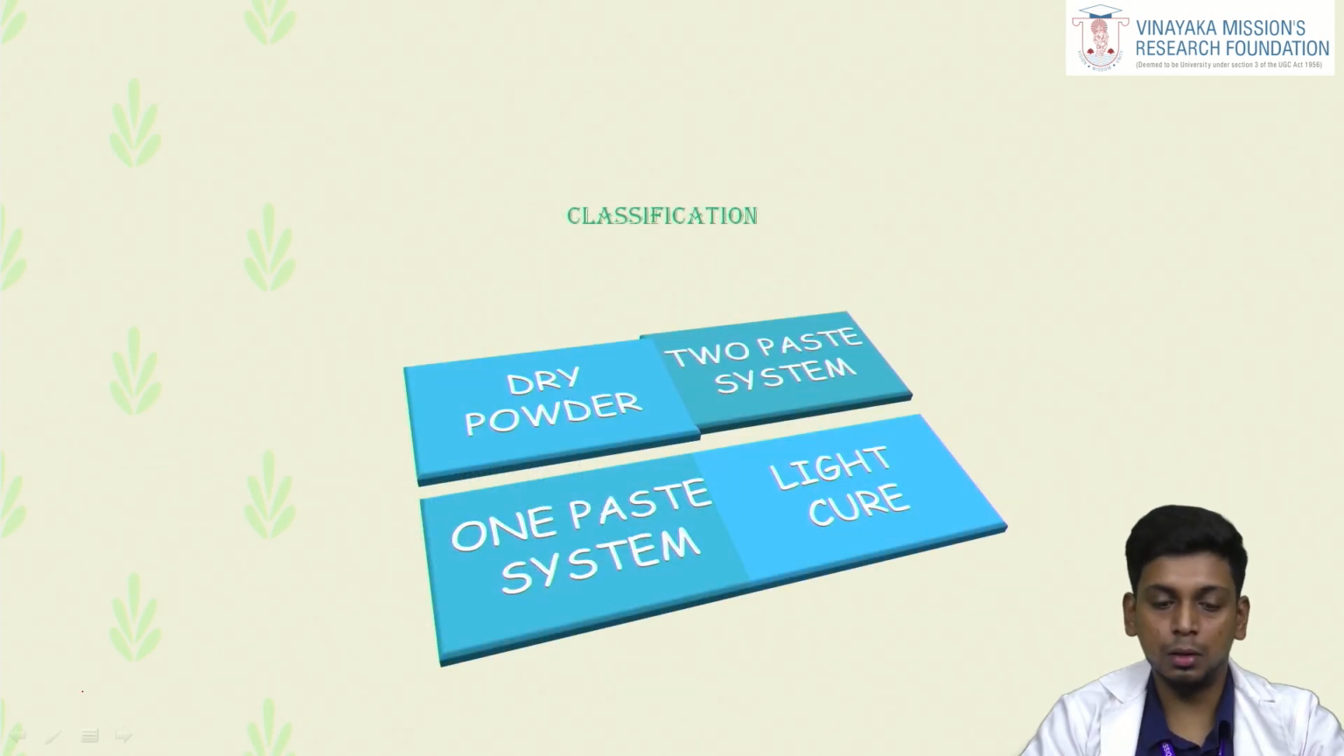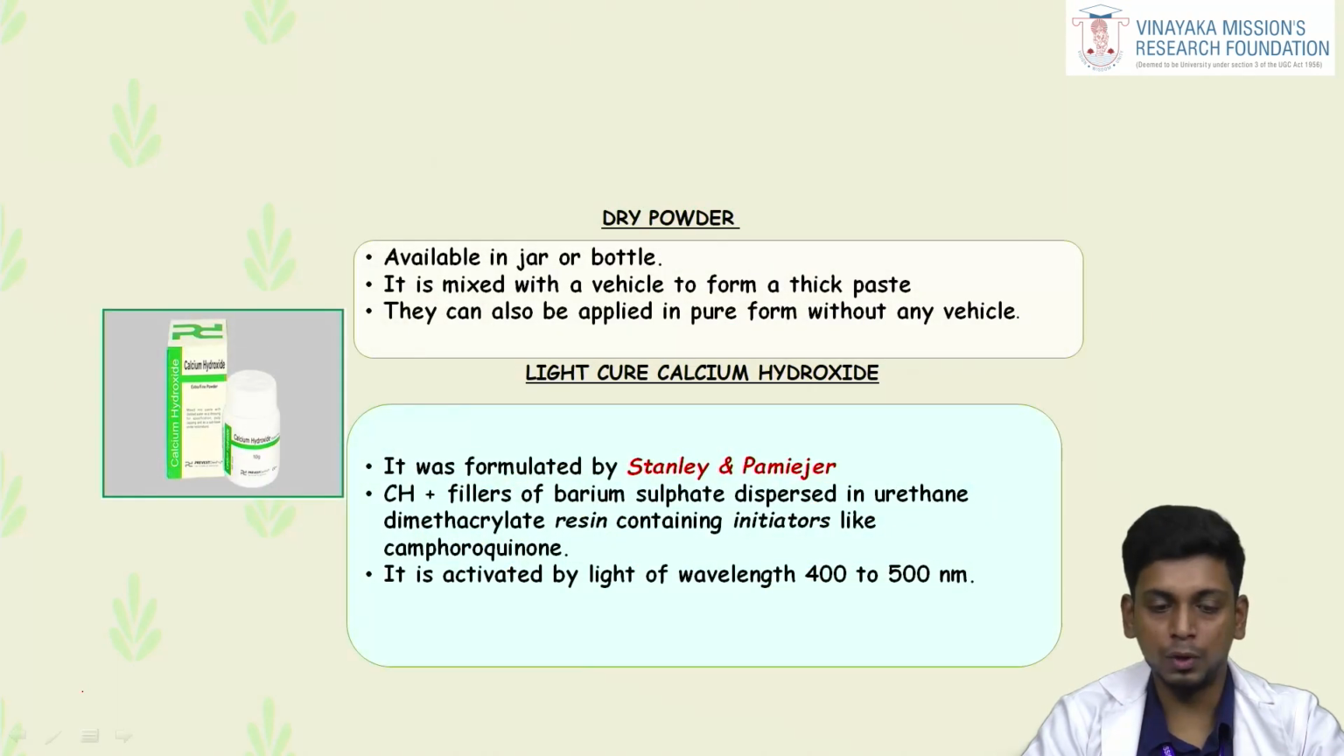The classification based on the ingredients is classified as dry powder. It can also be classified as two-phase system, one-phase system, and liquor. Moving on to the dry powder, it is available in a jar or bottle. It is mixed with a vehicle to form a thick paste. It can also be applied in pure form without any vehicle.